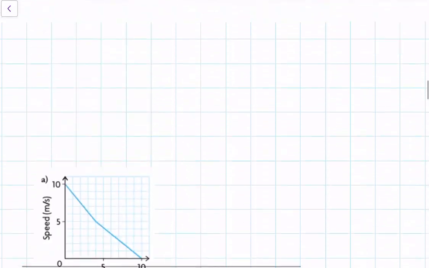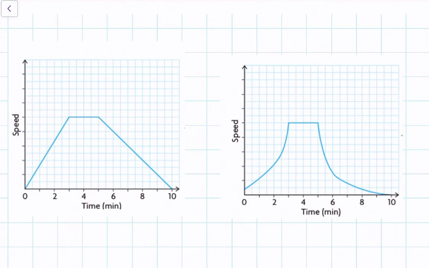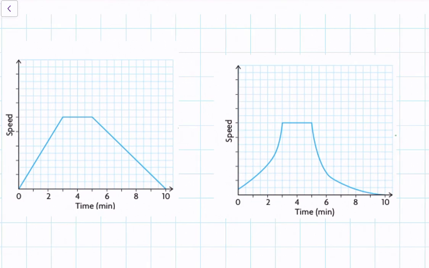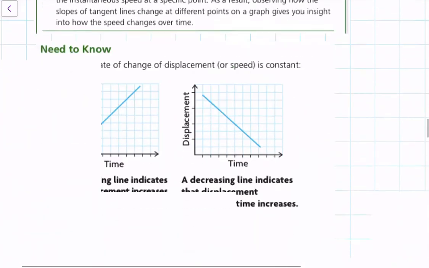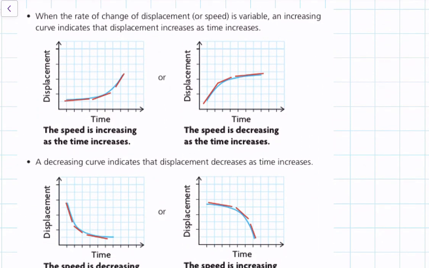So this relates to our first example we saw here, where we talked about a person walking. In this case, it's increasing at a constant rate, then the person is standing, and then it's decreasing at a constant rate. Okay. Then, when the rate of change or displacement in speed is variable, an increasing curve indicates that the displacement increases as time increases.